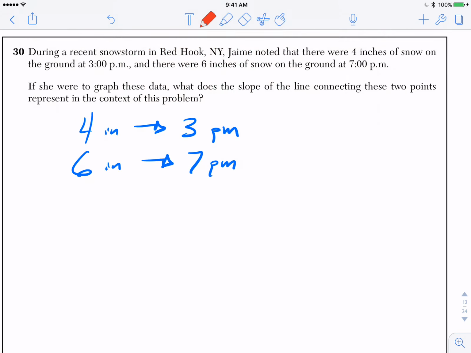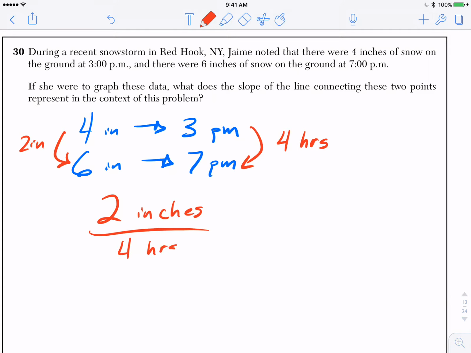In the interval, how long does this take? 4 hours, from 3 p.m. to 7 p.m. How much snow fell? 2. Okay, 2 inches of snow fell over an interval of 4 hours. If we were to actually divide that out, that would tell us that every hour, 1/2 of an inch is falling.